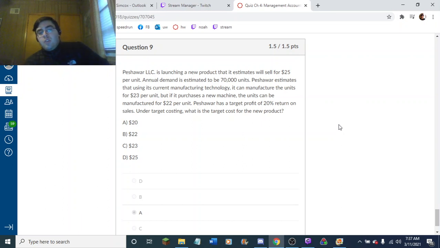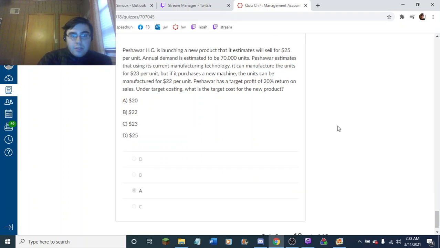If it's a 20% return. Is it 20% of 5? Of 25? 0.2 times 25 is 5, so it's $5 of profit. That's literally all you do for this question. You just do 0.2 times 25, and then 25 minus 5. Okay, yeah.